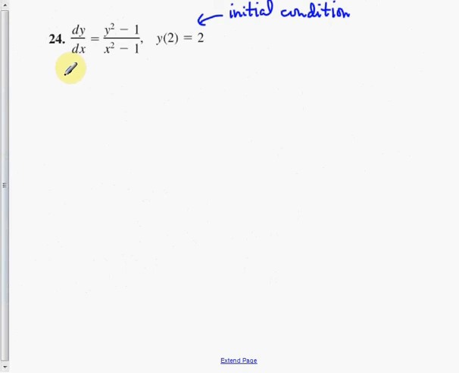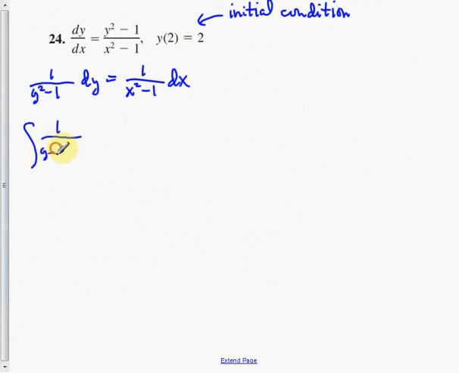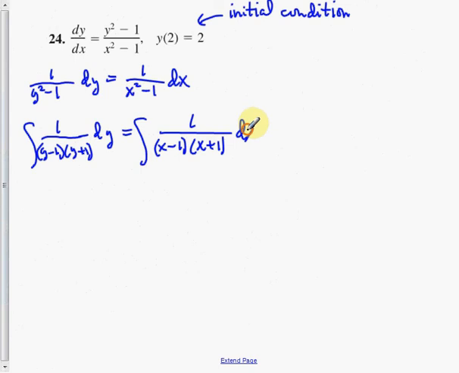So we're going to separate the variables. Here we cannot have a differential in our denominator in terms of integrating. So we have 1 over y squared minus 1 dy is equal to 1 over x squared minus 1 dx. Does everybody see that? So we need to integrate both sides. This y squared minus 1 is the same thing as y minus 1 times y plus 1, dy, equal to the integral of 1 over x minus 1 times x plus 1 dx.